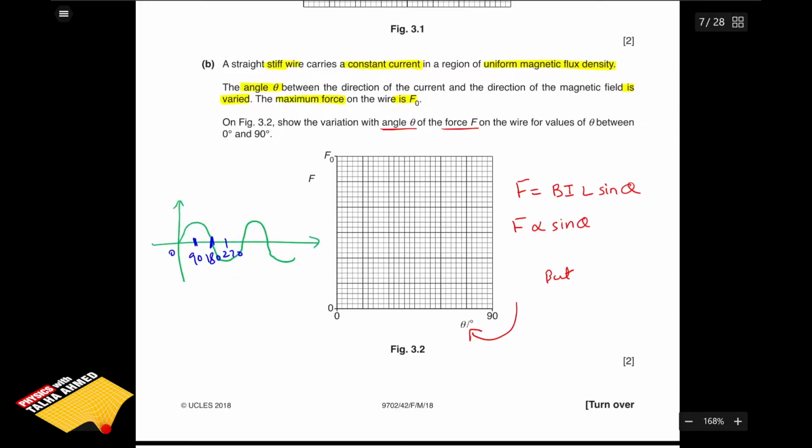So starting from 0 comma 0, it will be a curve with decreasing gradient, and the gradient will actually become 0 when it reaches 90. So it's only a graph which goes from 0 comma 0 to 90 comma maximum force. But it's very important to remember that the gradient at the end becomes 0. So it's just the first quarter of that cycle.